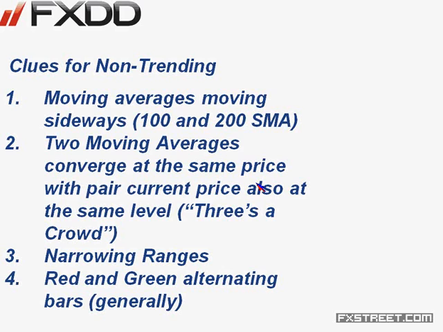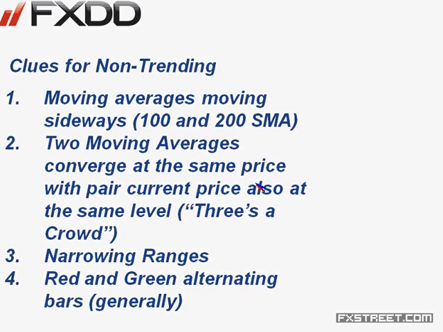So we've already gone through the moving averages. When the moving averages are going sideways, I use the 100 and 200 simple moving average on my chart. When they start to go sideways, it says to me non-trending. That's what the chart is saying to me. It's saying over these last 100 days, the average is going sideways. That is non-trending. That's a clue. Non-trending transitions into trending.